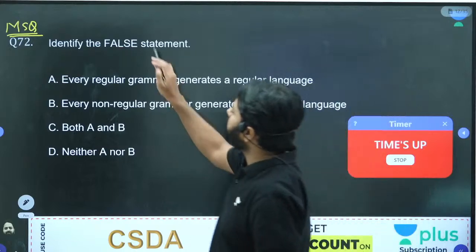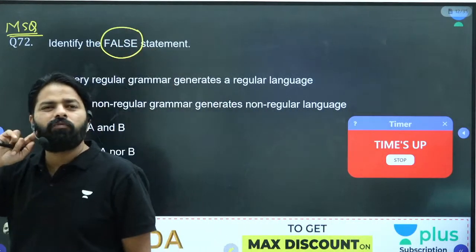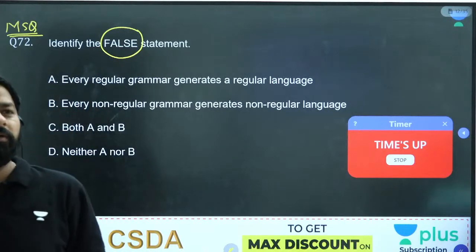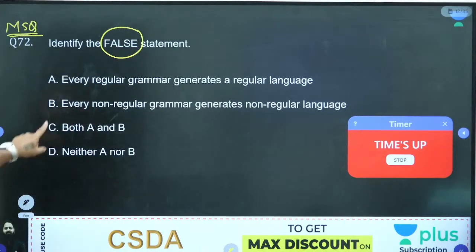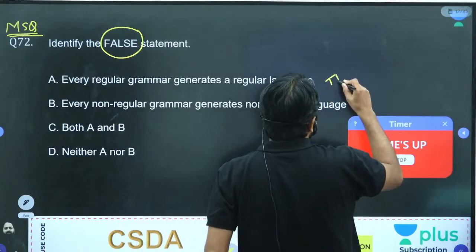Identify the false statement. You need to choose the false one. Has anybody answered so far? No one. Every regular grammar generates a regular language. Is it true or not? True.